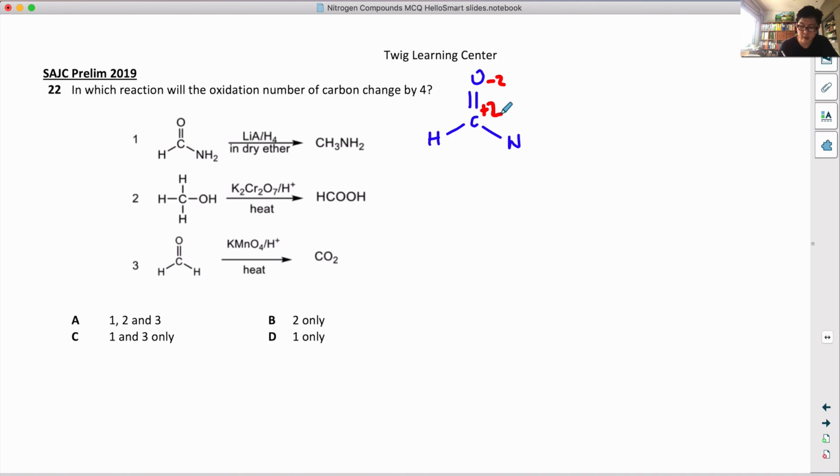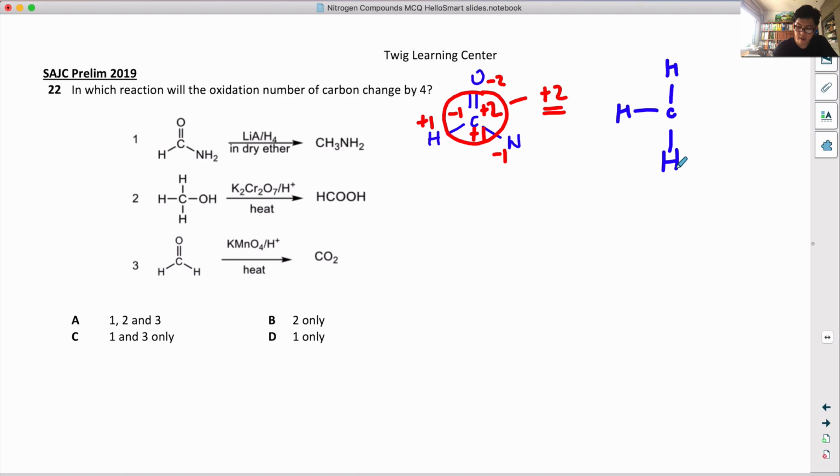This is a single bond, and the N is more electronegative, so I'm going to put -1 +1. Between carbon and hydrogen, carbon is more electronegative, so it's a single bond, so -1 +1. Can you see that? Then you sum it all up, and you notice that this carbon's oxidation state is +2. So let's look at the next one, CH3.